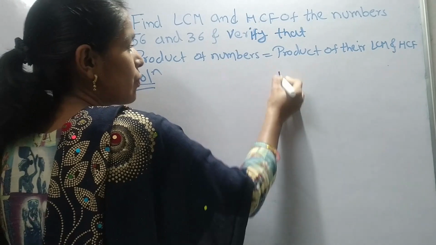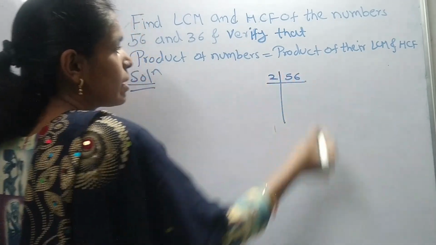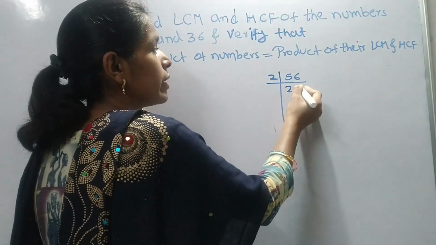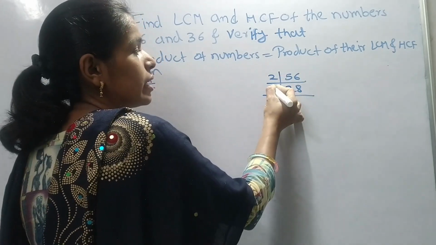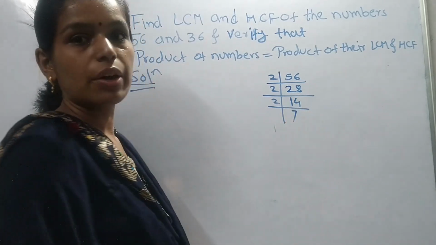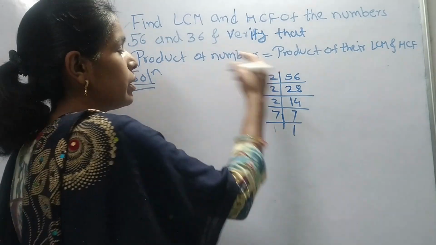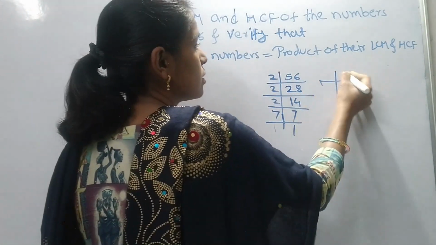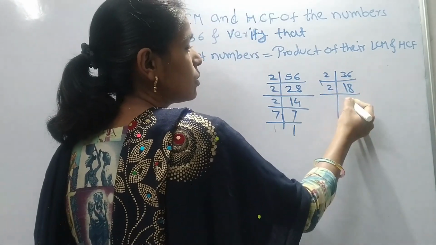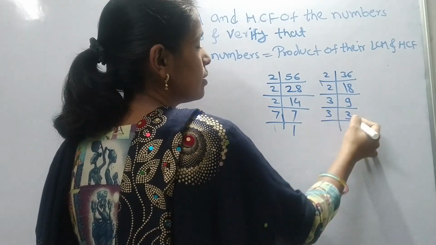What are the prime factors of 56? We know that this 56 is divisible by 2. Okay, 56 divisible by 2, you will get here 28. 2 28s are 56. This 28 is divisible by 2. 2 14s are 28. 14 is divisible by 2. 2 7s are 14. 7 is divisible by 7 only. So 7 ones are 7. Now let's factorize 36. 36 divisible by 2. 2 18s are 36. 18 divisible by 2. 2 9s are 18. 9 divisible by 3. 3 3s are 9. And 3 1s are 3.